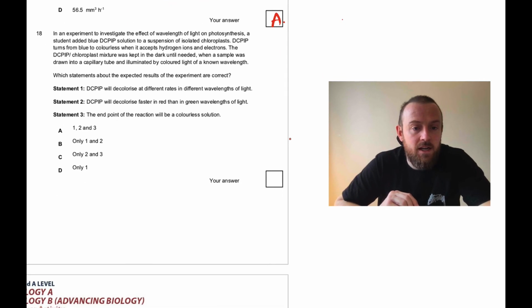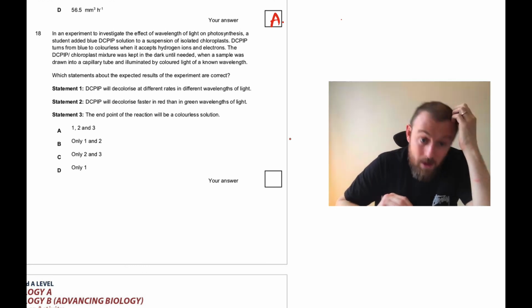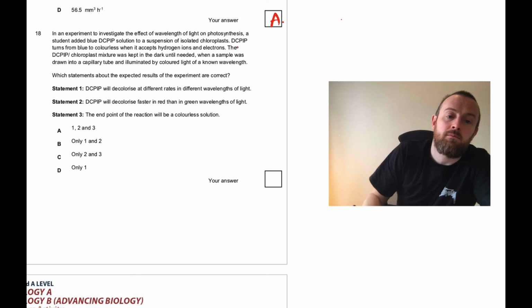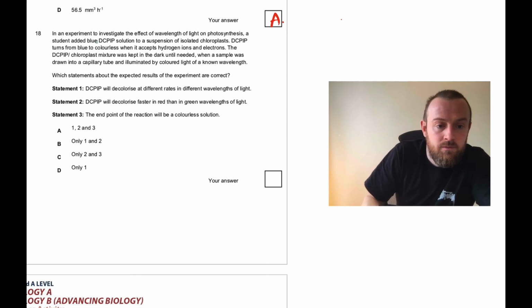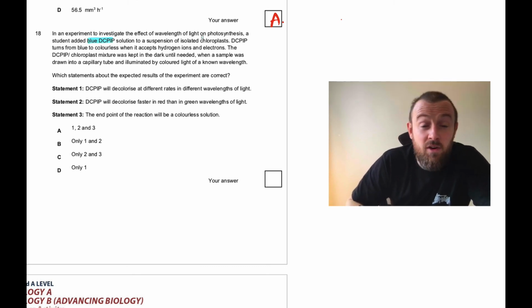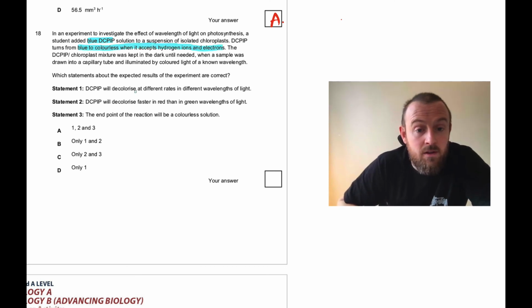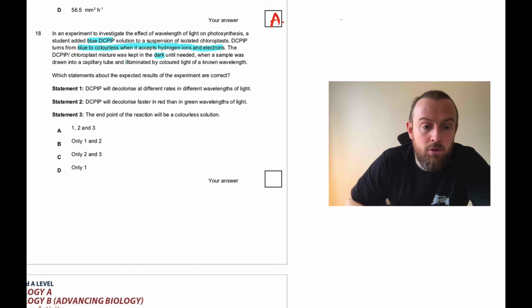18. In an experiment to investigate the effect of wavelength of light on photosynthesis, the student added blue DCPIP solution to a suspension of isolated chloroplast. DCPIP turns from blue to colourless when it accepts hydrogen ions and electrons. The DCPIP chloroplast mixture was kept in the dark until needed. Then a sample is drawn into a capillary tube and illuminated by coloured light of a known wavelength. Which statement about the expected results of the experiment are correct?